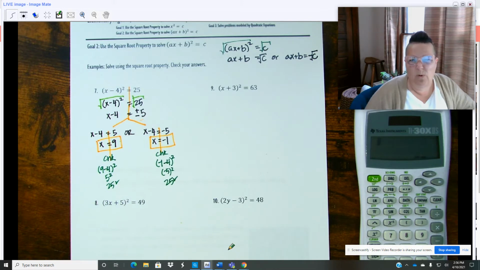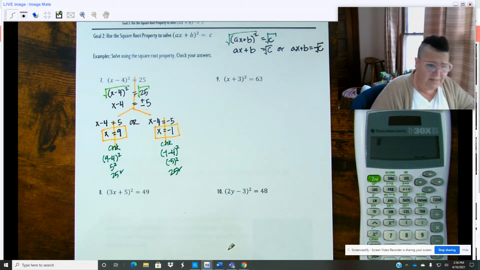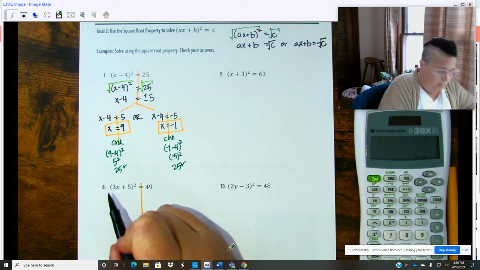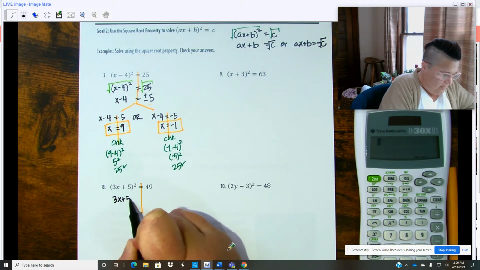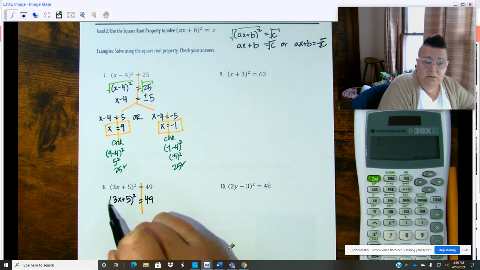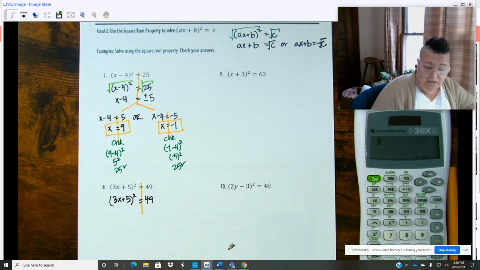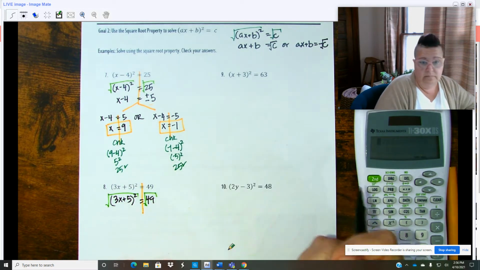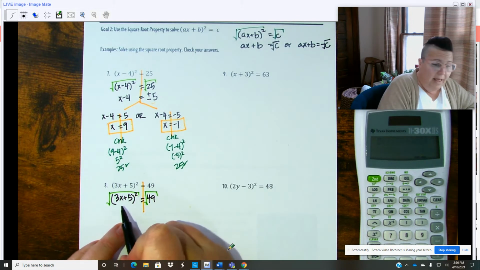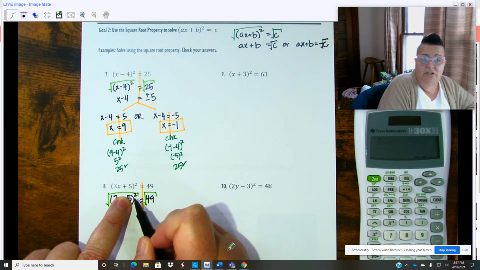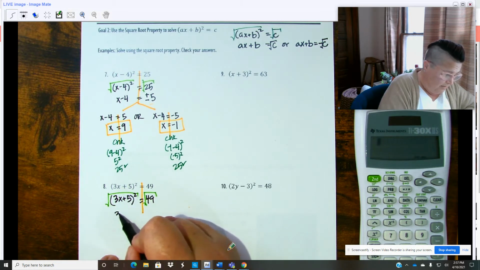Okay, let's try another one with number 8. I'm going to do the same thing to show my work more clearly. I have 3x plus 5, and I'm squaring it, equal to 49. This whole side is a square, so it is isolated. I can use the square root property to take the square root on both sides. On the left side, the square and the square root are inverse functions. They eliminate each other, so I will have just the 3x plus 5.